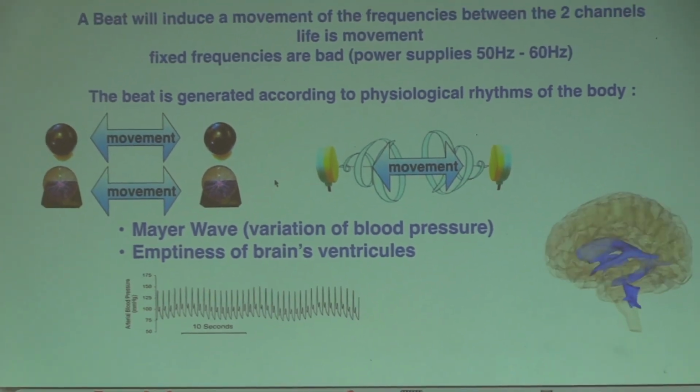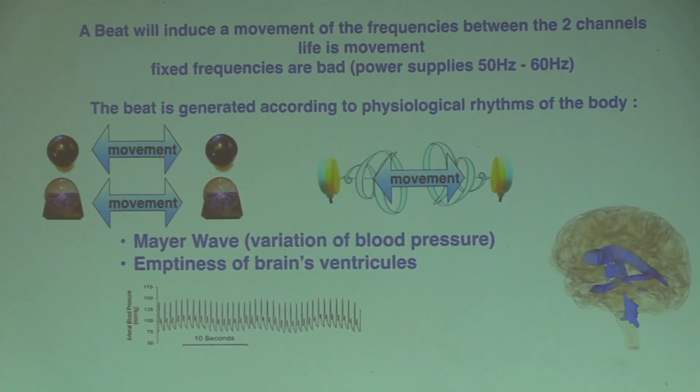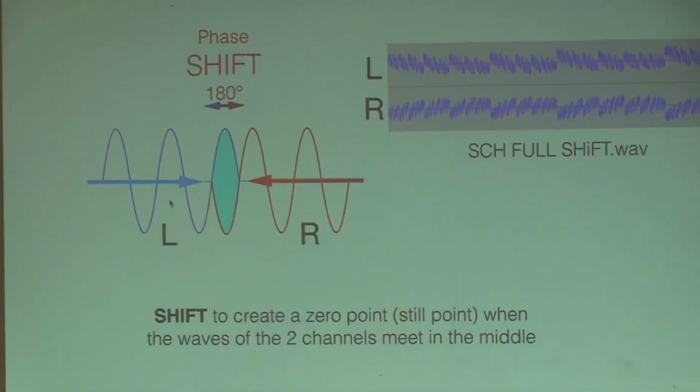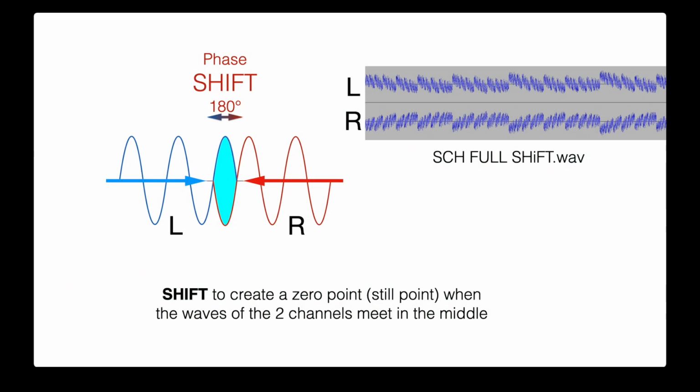And this movement is created in relation to the rhythm we have inside the body. So the Mayer wave, which is the blood pressure variation, or the emptiness of the brain ventricles. These are two waves coming from one side and the other. When they encounter each other in the middle, as they are 180 degrees shifted, they cancel each other, creating some kind of zero point in the middle. If they were in phase, one would be pushing in while the other was pulling out. Being 180 degrees out of phase means it's a well-designed tomato juicer. You can't get a better squeeze. It's about the squeezing.